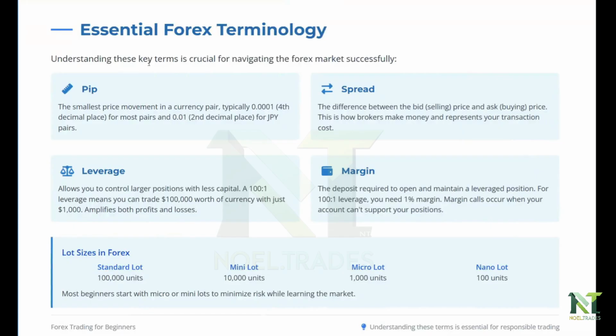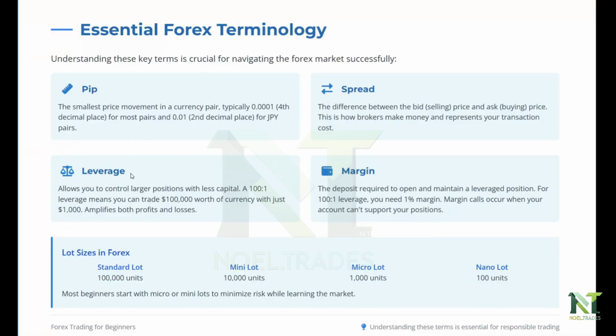So we have the essential terminology. You need to understand all these things when you are trading so that you don't get lost in forex. So we have the pip. The pip is the smallest movement of a currency pair, typically the 4th decimal place for most currency pairs. But when it comes to the JPY pairs, the Japanese yen, it is the 2nd decimal place. So you need to understand that.